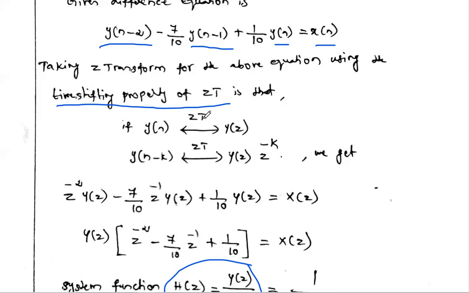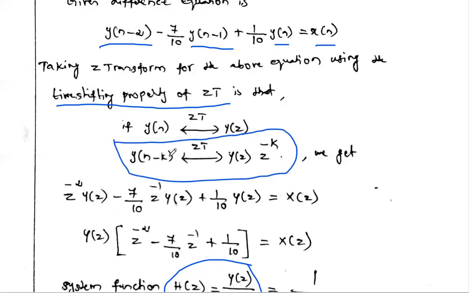So what is this time shifting property? If the signal y of n has the Z transform capital Y of z, then what is y of n minus k? It is y of n shifted by some k amount. The Z transform of this shifted signal gives capital Y of z multiplied with the constant z power minus k, where k is the amount of shift. So you have to remember this time shifting property: y of n minus k means the Z transform answer is Y of z into z power minus k.